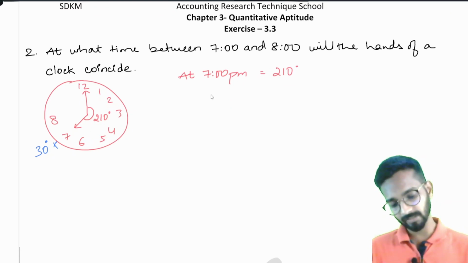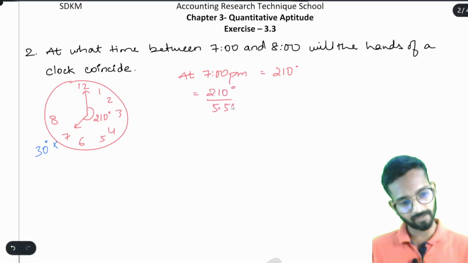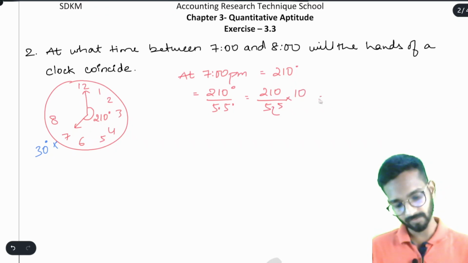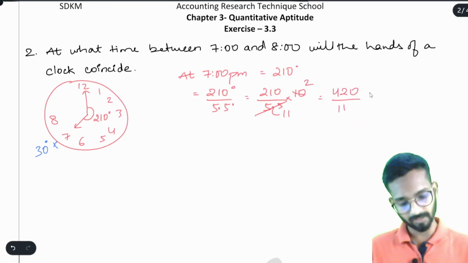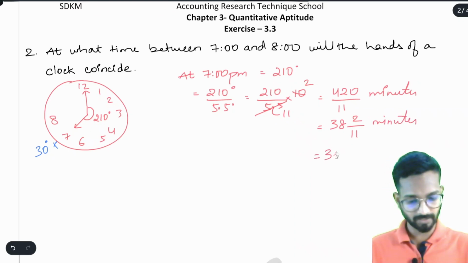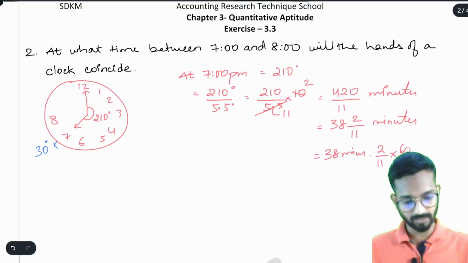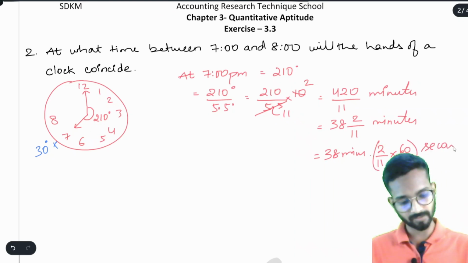After this, when will the hands meet? 210 degrees divided by 5.5 degrees. You can remove the decimal, multiply by 10 here, and it can be written as 420 by 11 minutes, since 5 11s are 55 and 2 into 210 is 420. It can be written as 38 2 by 11 minutes, or you can say 38 minutes and 2 by 11 into 60. You have to convert into seconds.